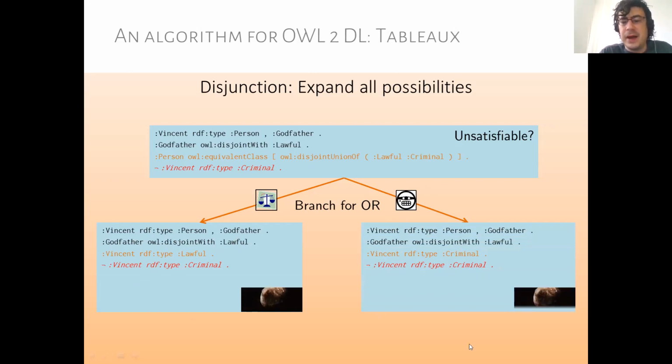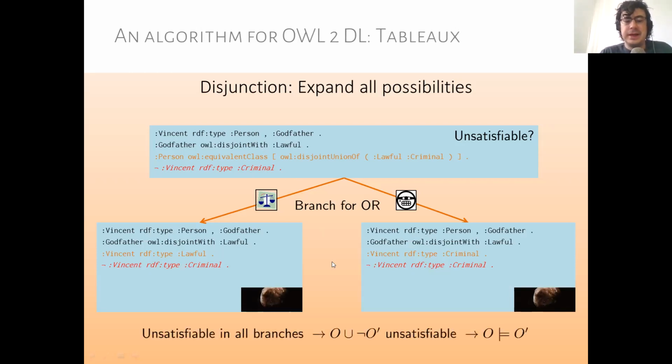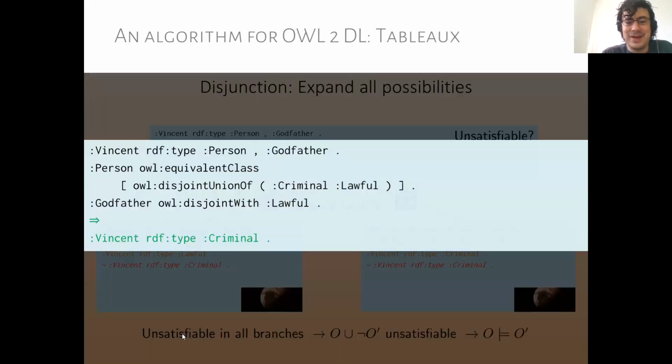So this branch is also inconsistent, which means that this ontology here, O and not O prime, is unsatisfiable, which means that O entails O prime. So in this way, we can do reasoning over disjunction. Basically, what it means is we're going to try all the possibilities and see what fits, right? See if everything makes sense. So with this, we can get this sort of inference as we saw here.